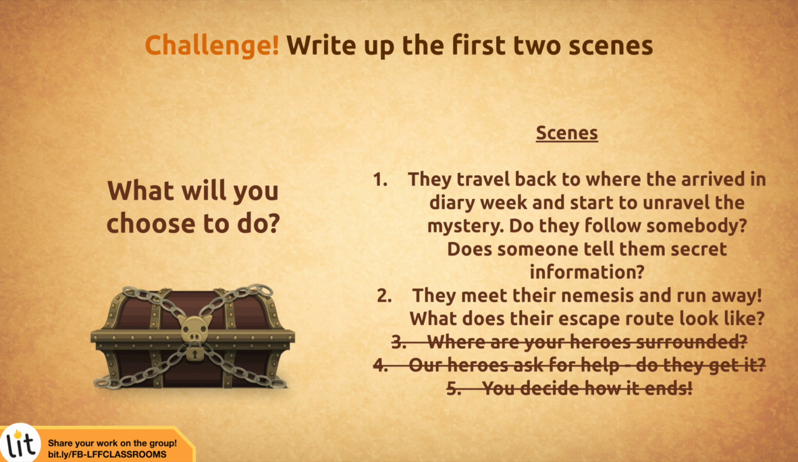In scene 2, they meet their nemesis and then decide to run away because they realise it's so dangerous. Why is it dangerous? You might want to explore that. And also, what does their escape route look like? How are they escaping away from the villain? Are they running through the streets? Is there a car chase? It's absolutely up to you.